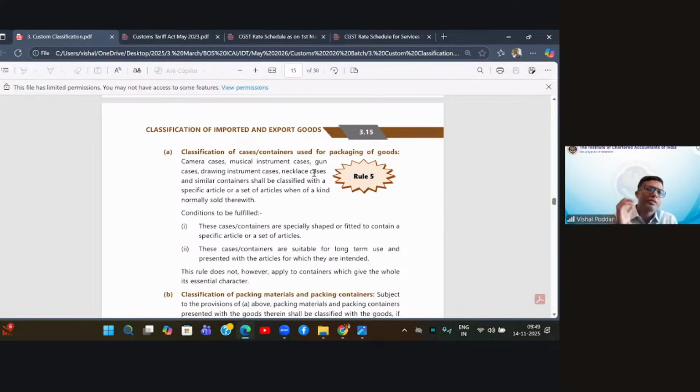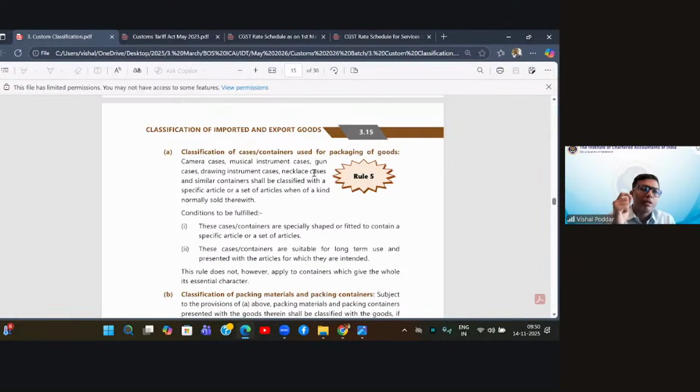So there are so many examples where the box is so designed that it can be used only for keeping that one item. In such a case, Rule 5a says classify that packing goods in the same chapter in which the main goods are classified. So a pistol case may be made of plastic, may be made of rubber, may be made of leather. It will not go in these chapters, that is, products of rubber, plastic, etc. It will go in the chapter where the pistol is classified.